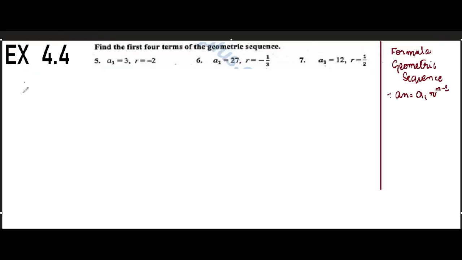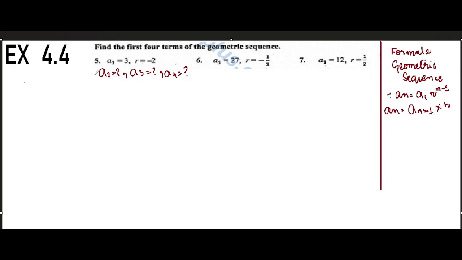Find the first four terms of the geometric sequence. So we are given the first term in all of these questions, so we have to find a2, a3, and a4. Okay, one more thing is that the nth term can be found using a1 times r raised to the power n minus 1. One more way to find the nth term is an is equal to a(n-1) multiplied with r.